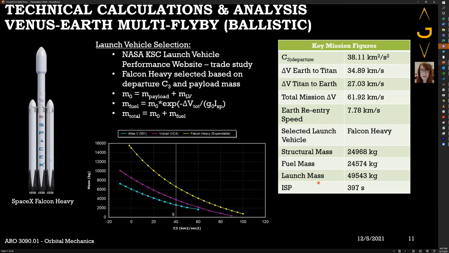Using the equation from the previous slide, the departure C3 was calculated to be 38.11 kilometers squared per second squared. This information was entered into the NASA KSC launch vehicle performance website, and the plot on the bottom shows the trade study that was conducted between the SLS, the Vulcan, and the Falcon Heavy. After considering the ISPs and the payload capabilities of each launch vehicle, it was determined that the Falcon Heavy would be the best for this mission.